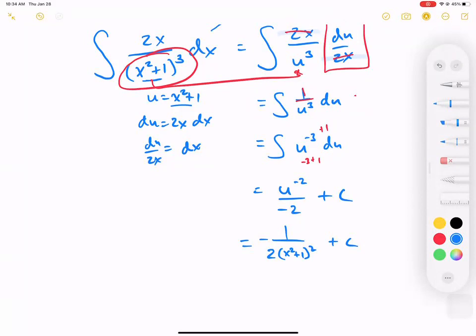Okay. Wait, why the negative? Why is there no negative on the bottom? I put the negative in the middle. Okay. Oh, I see. Yeah, because negative 1 over 1 is the same as 1 over negative 1. It doesn't matter where you put the negative. I know. I didn't see it.